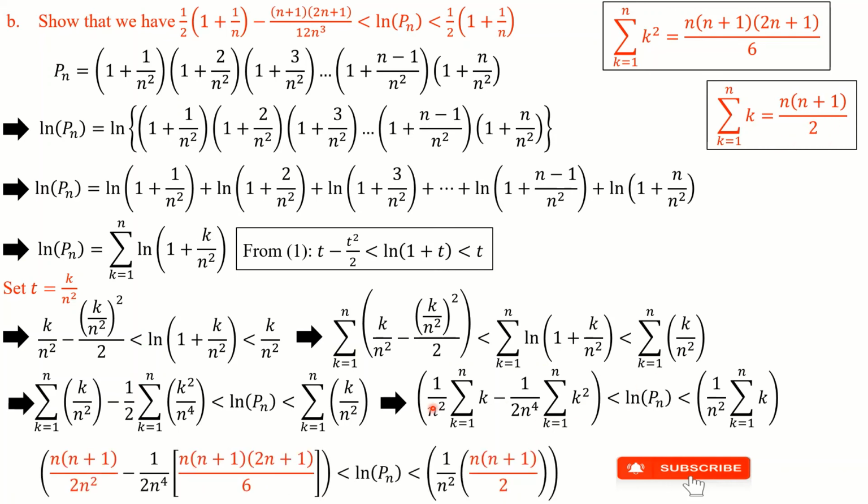Alright, so from there we just fit, here becomes 1 on n squared. Now this sum, you fit with this identity here. So you get this minus 1 over 2n to the power 4 multiplied by the sum of squares less than the ln of p of n, which is less than all of this quantity. Now let's try to simplify this quantity here and this quantity, because you can see that this quantity here is the same as this quantity here, so we'll just simplify one of them.